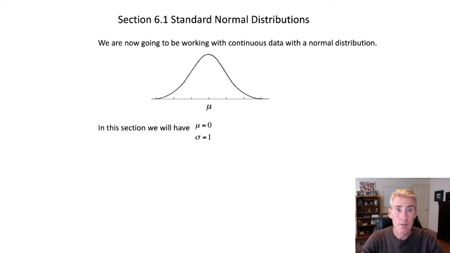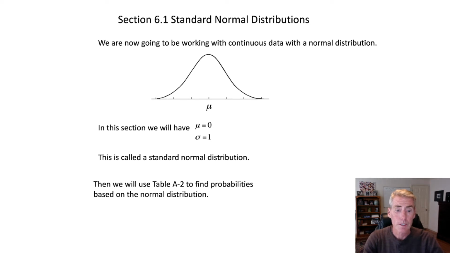Now in this particular section, we're going to take the simplest case where the mean is equal to 0 and the standard deviation is 1. And that is what's called the standard normal distribution. So normal means that it's this bell-shaped curve. And then standard is when you have the mean equal to 0, standard deviation equal to 1.